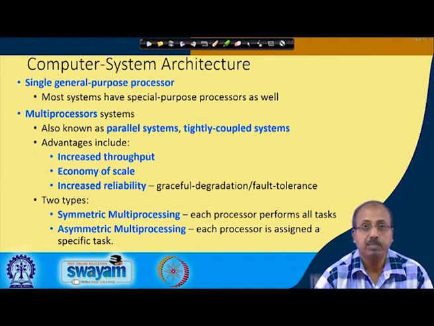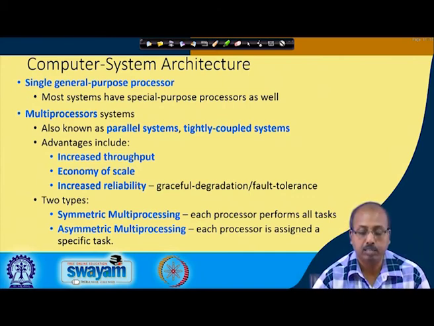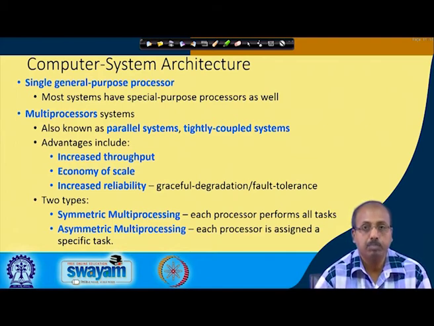Looking into computer system architectures, there is the single general purpose processor. This is the most simple type of operation that we have. We have got a single processor executing the program, so only one program can be executed at a time. Then we can have multiprocessor systems, also known as parallel systems or tightly coupled systems. Multiprocessor means we have got multiple processors, so they can be made to do many jobs parallelly, and we can have many operations done together.